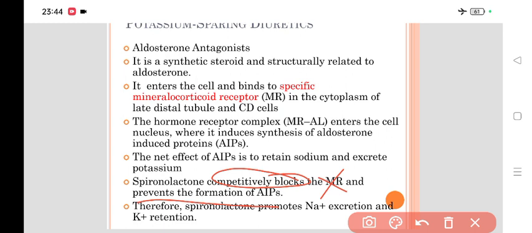And if they prevent the formation of aldosterone induced proteins, what will they do? They promote sodium excretion and potassium retention. That's why it is called a potassium sparing diuretic. It can cause hyperkalemia as a side effect, because it will retain the potassium. It will excrete the sodium, it will retain the potassium, it will spare the potassium. That's why the name is potassium sparing diuretic.